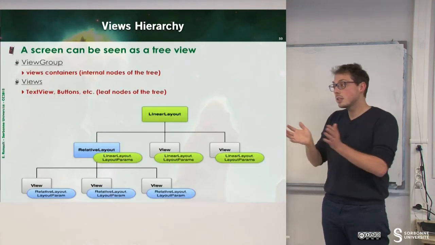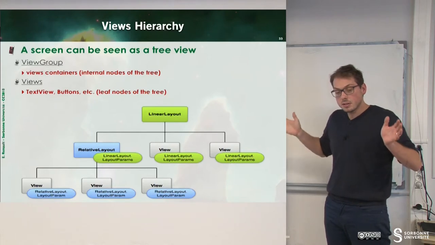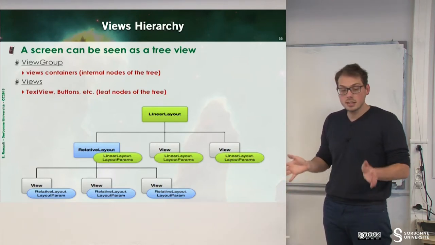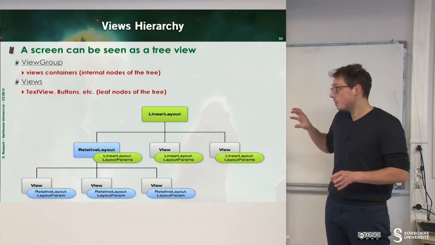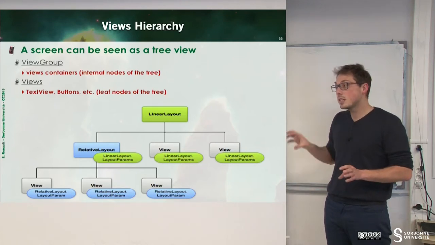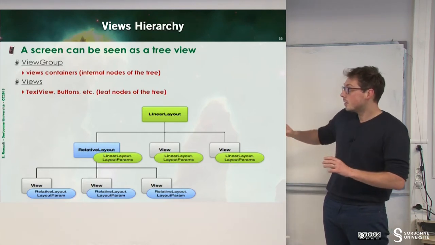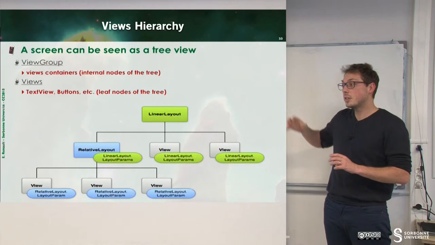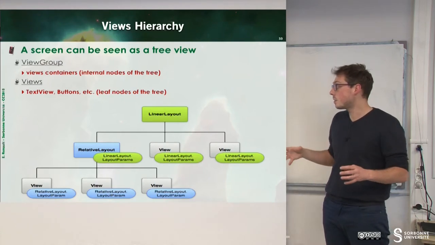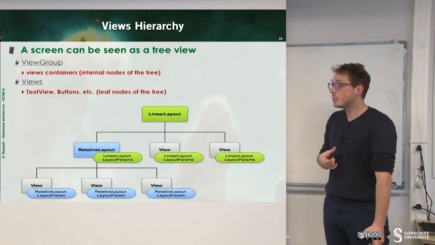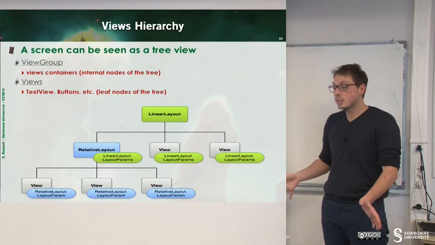So on the top of your user interface, you have to have a layout. And this layout constructs a hierarchy, and this hierarchy is composed of leaves, and these leaves are components, for instance, a text view. And the nodes, the internal nodes of this hierarchy, are layouts. Okay, so you can nest the different layouts inside of your architecture.